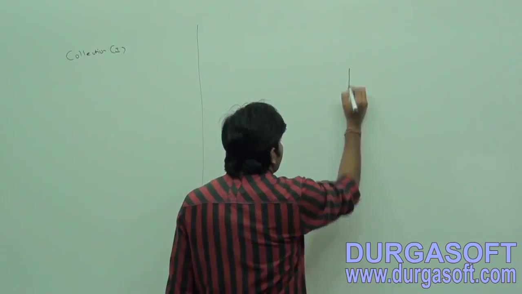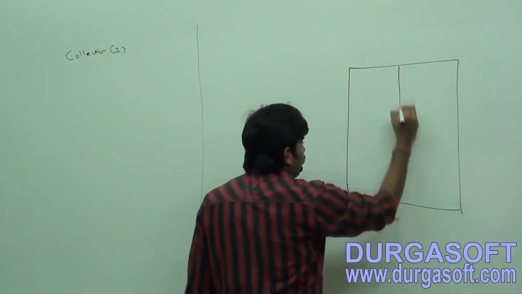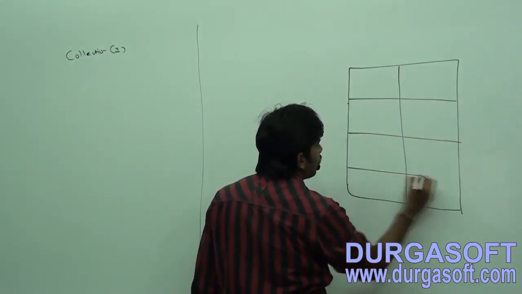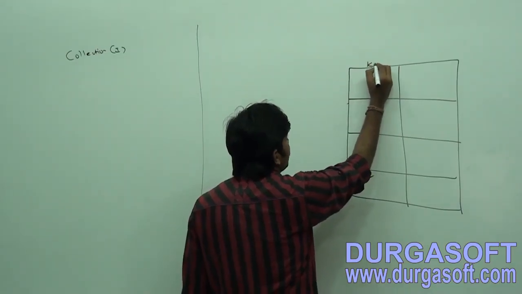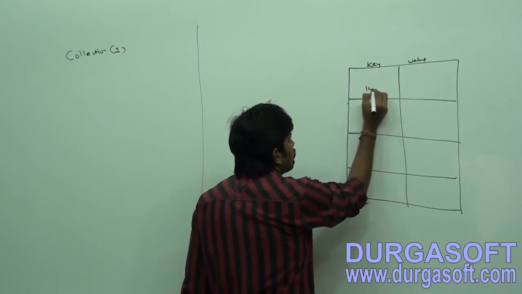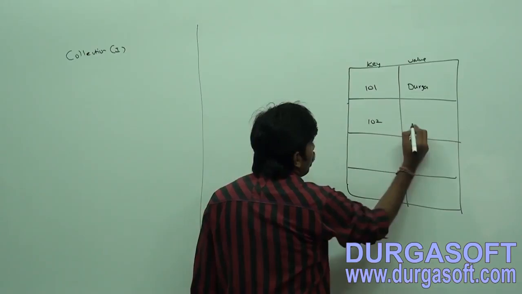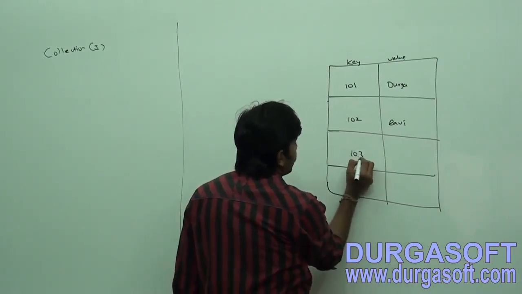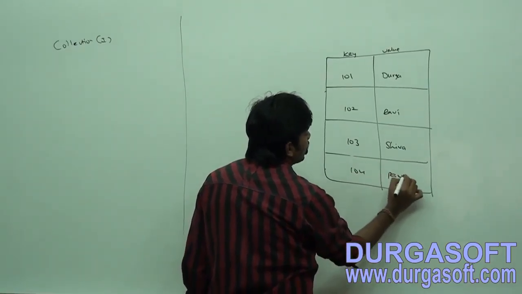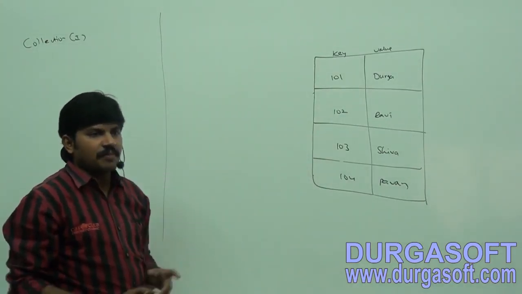Now here, have you observed? Just have a look once. This is the map we have. Assume these are the keys, and this is the value, key value. Assume 101 is the roll number, Durga is the name, 102 Ravi, 103 Shiva, 104 some Pavan, like I am taking. Have you observed? A group of objects as key value pairs is nothing but a map.